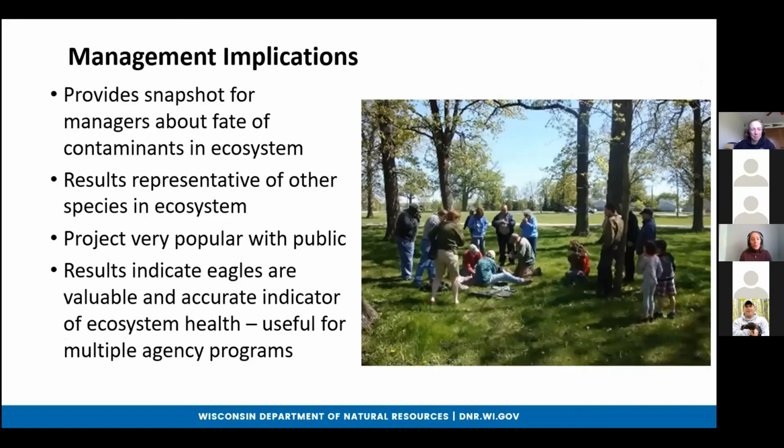So what does this mean in terms of management of natural resources, management implications? Well, the results provide a snapshot for resource managers about the fate of contaminants in an ecosystem. So we have very broad spatial coverage. And so, we want to figure out, what do we know about contaminant XYZ? We can say, well, this area has high levels, this area has low levels.